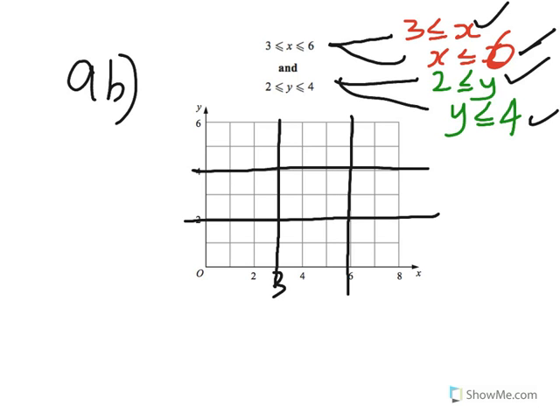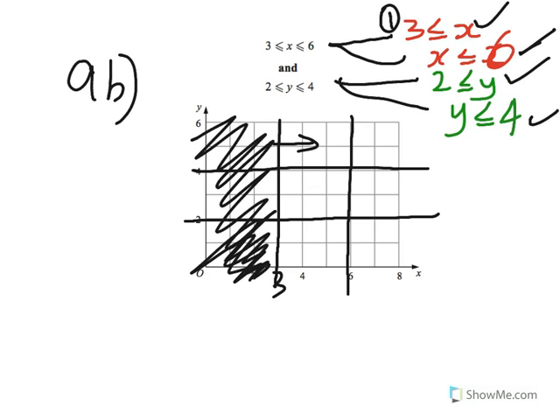First of all, I'm going to deal with the first one here, and it says x greater than or equal to 3. Meaning we want everything that's greater than 3, which is on this side. We want all of that stuff, meaning we don't want any of this. We don't want anything less than 3.